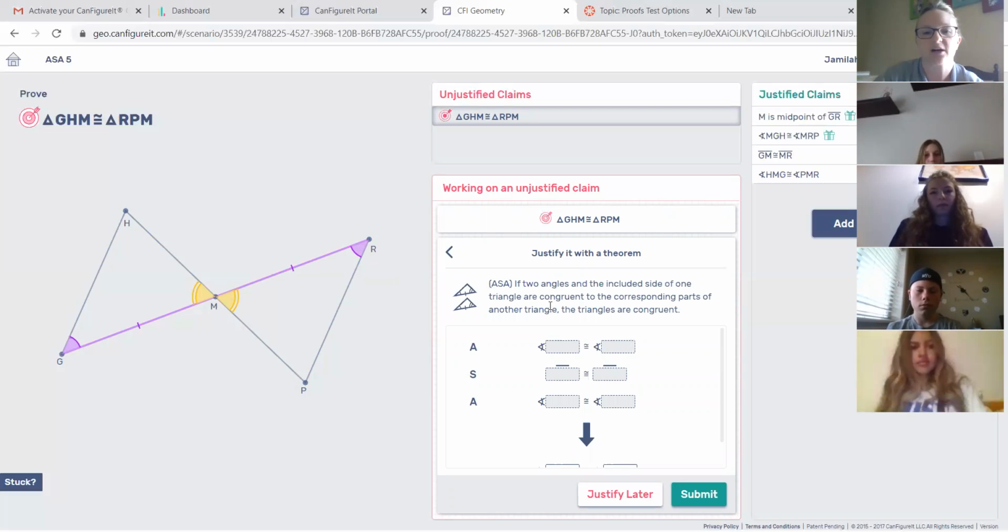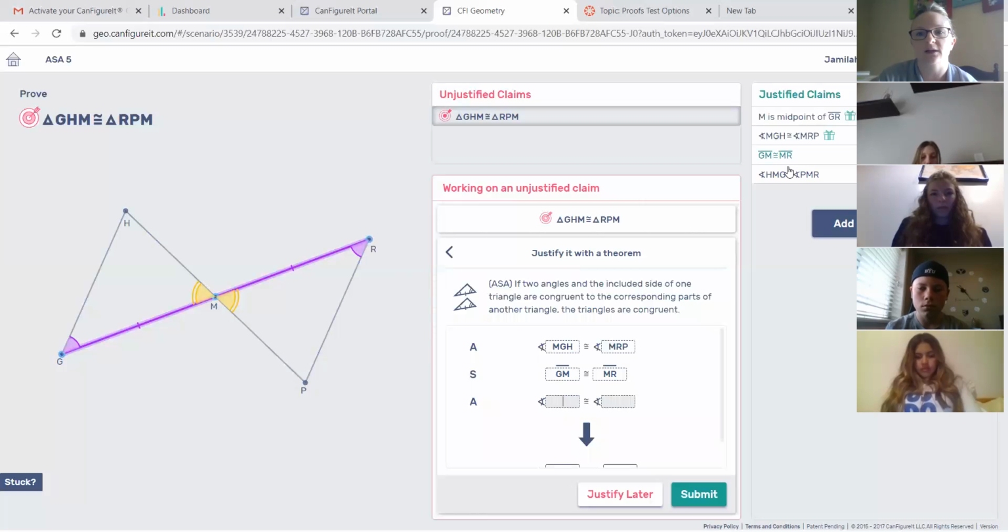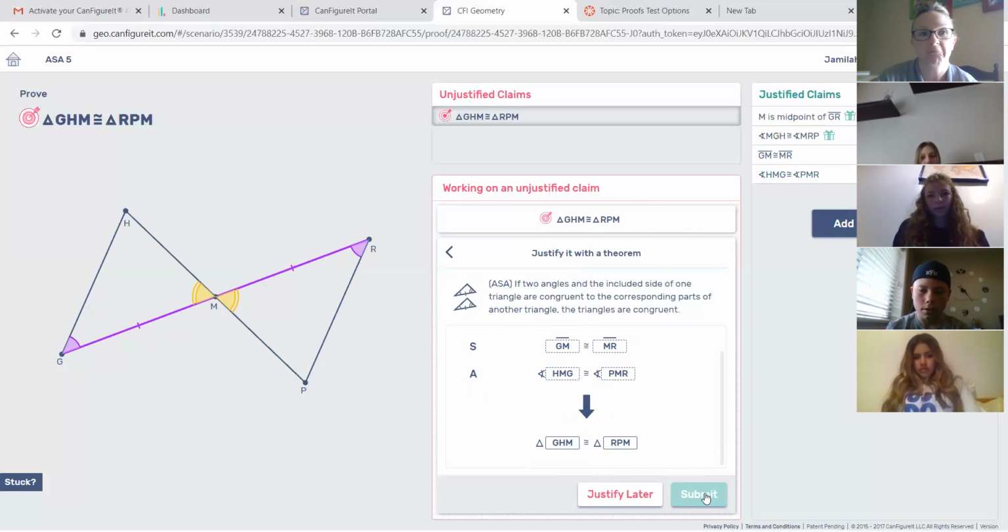Okay, now watch how easy this is. I want to show that the first angle is congruent. So I just go over to my justified claims and I click on it. And that'll justify an angle. And then I click on these to show that a set of sides are congruent. And then I click on this to show that another set of angles are congruent. And that will show that GHM is congruent to RPM. What should I do? Click submit. What's going to happen?